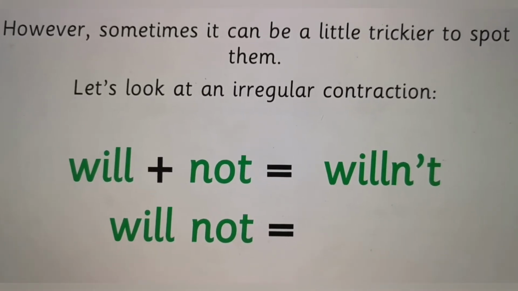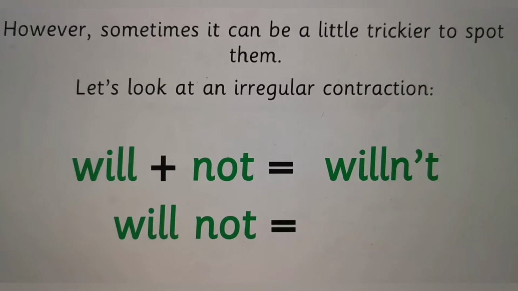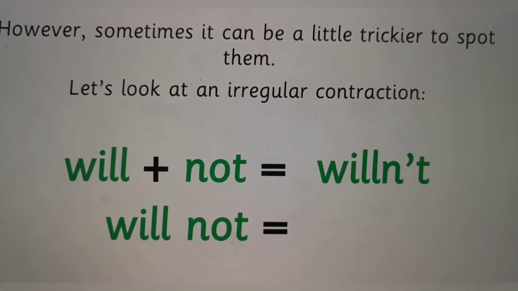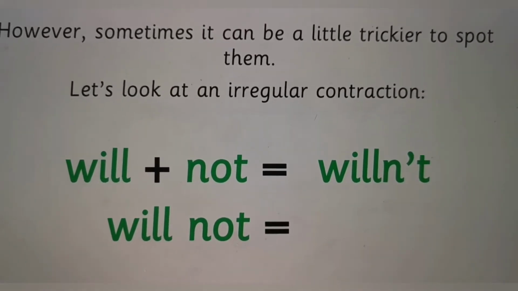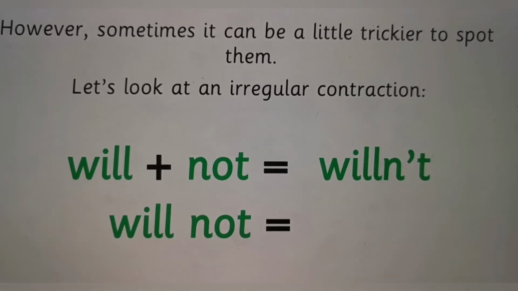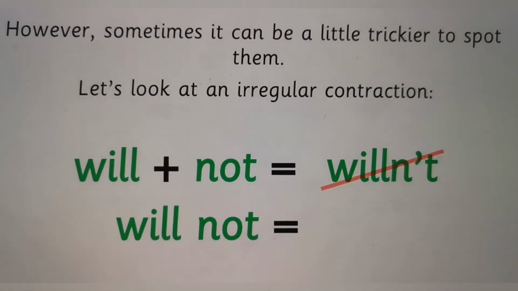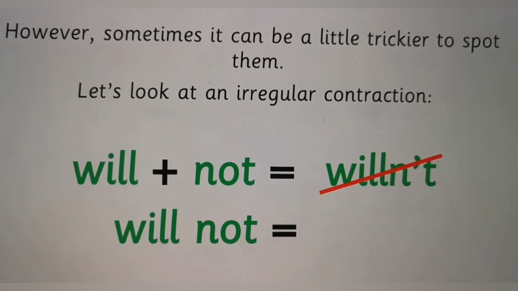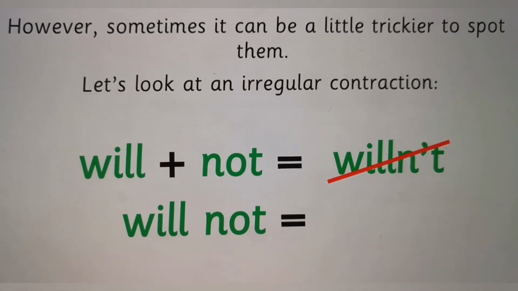However, sometimes it can be a little trickier to spot them. Let's look here at an irregular contraction. We have the words will plus not. Will plus not equals willn't. No, that doesn't sound right, does it? Willn't isn't a word. Will not gives us an irregular contraction.